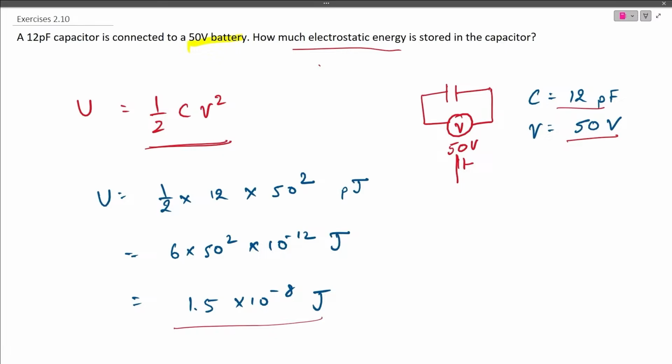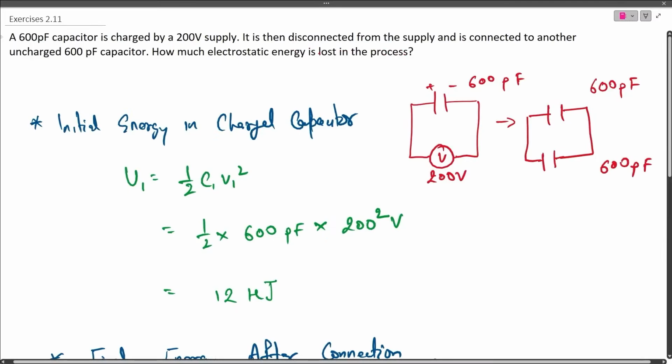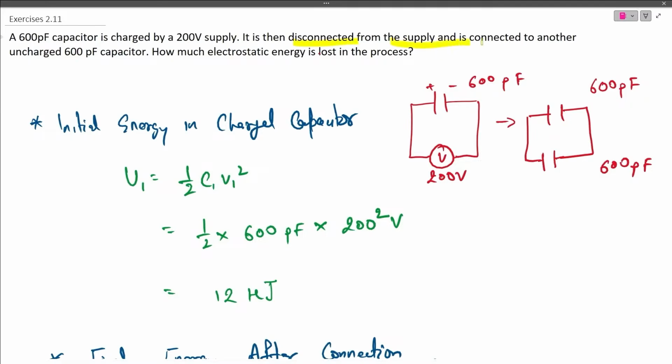The question says that a 60 picofarad capacitor is charged by a 200 volt supply. It is then disconnected from the supply and is connected to another uncharged 600 picofarad capacitor. How much electrostatic energy is lost in the process?